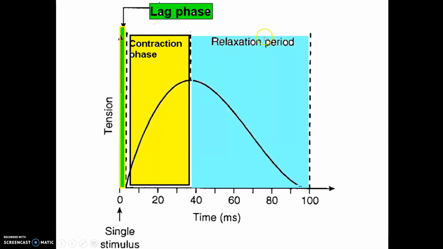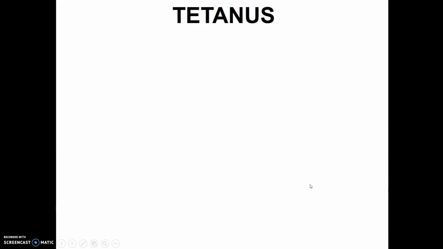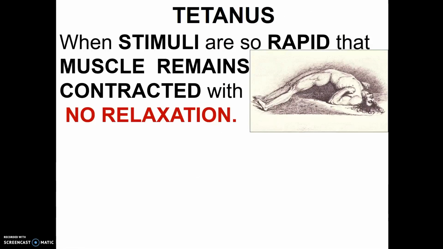And there it is. Lag phase, hardly anything at all. Contraction phase, like 30 milliseconds, fast. Relaxation period, it relaxes again. Tetany, I'm going to stop close to here. Tetanus is basically when the stimuli are so rapid or the calcium is not released that you get constant contraction. Okay, tetany is constant contraction of the muscles. All right, this is the end of part 1 of part 1.